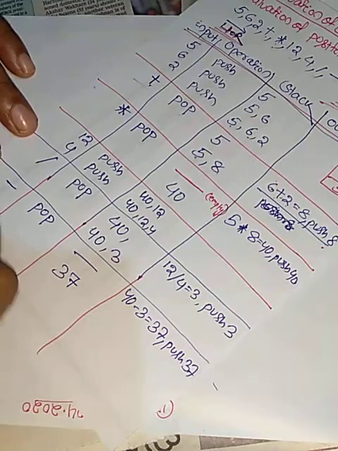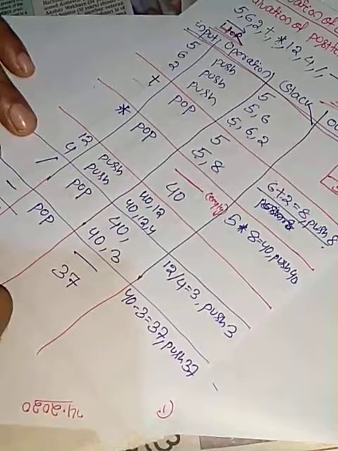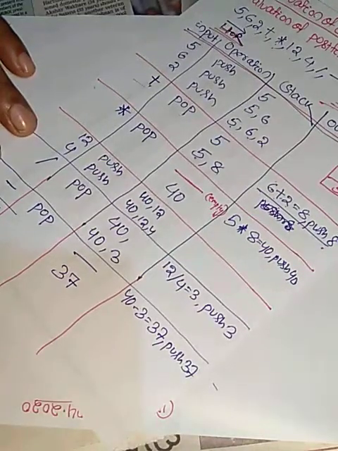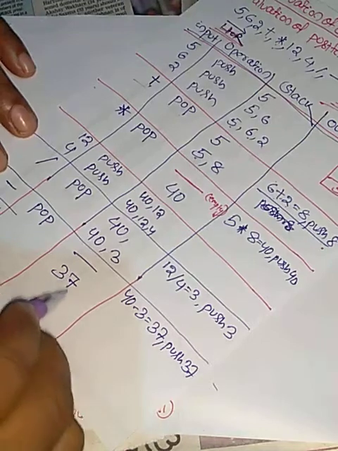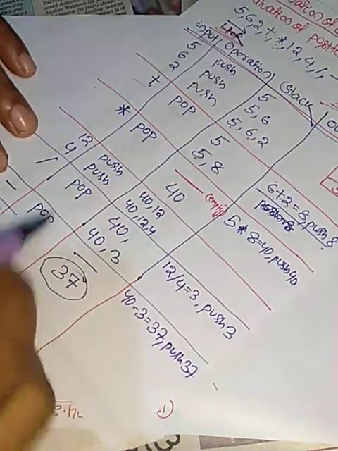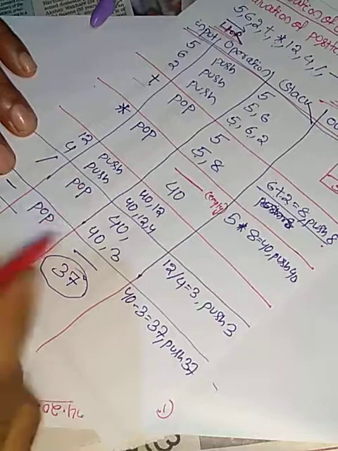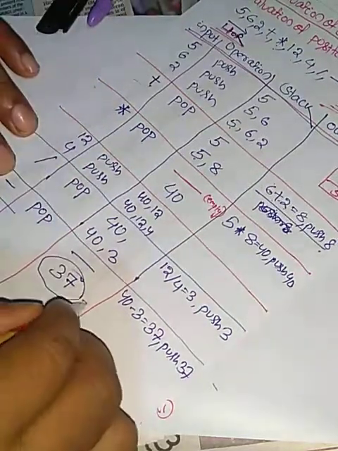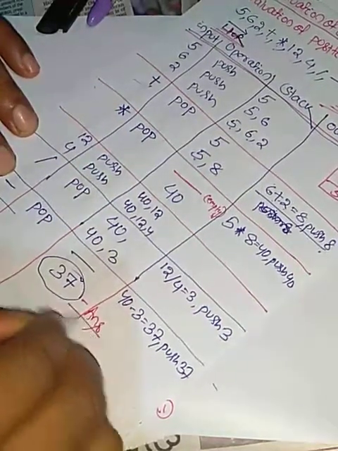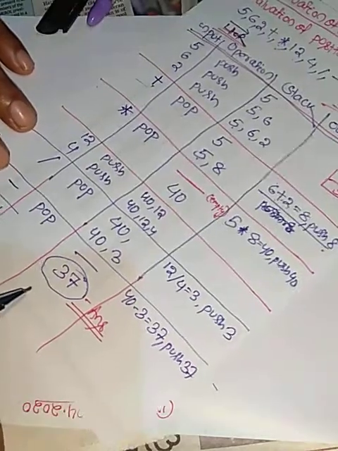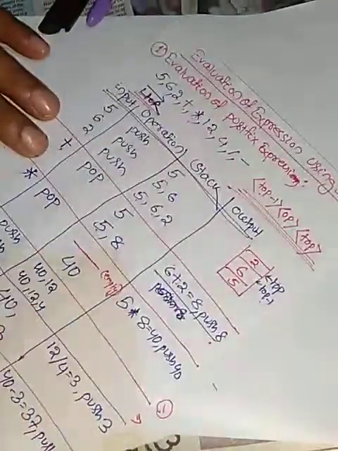So there is no symbol to scan. No symbol to scan. That means the result is 37. The stack contains the result of this postfix operation.